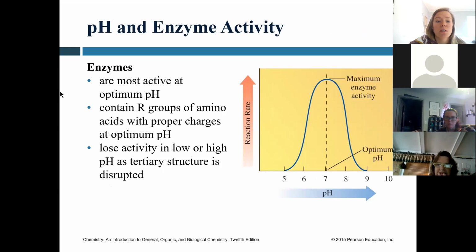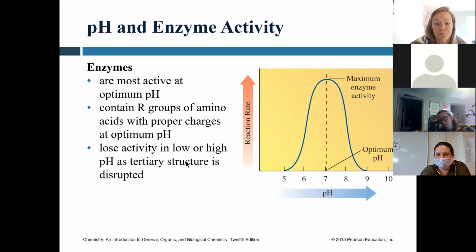As far as pH is concerned, enzymes are most active at an optimal pH, contain R groups of amino acids with proper charges at optimum pH, and lose activity in low or high pH. The optimum pH really is going to be dependent on what the enzyme is. If it's an enzyme in your stomach, it's going to have a different optimal pH than something in your bloodstream.